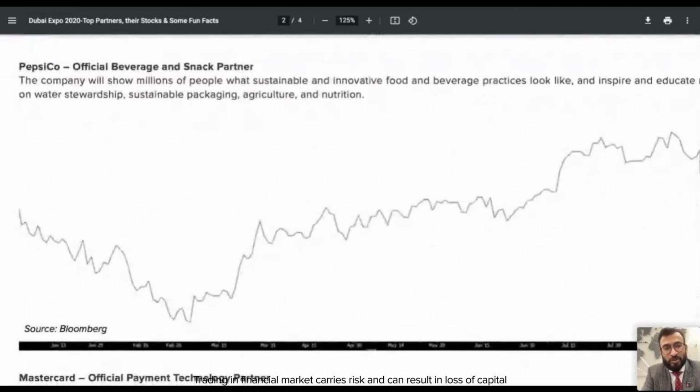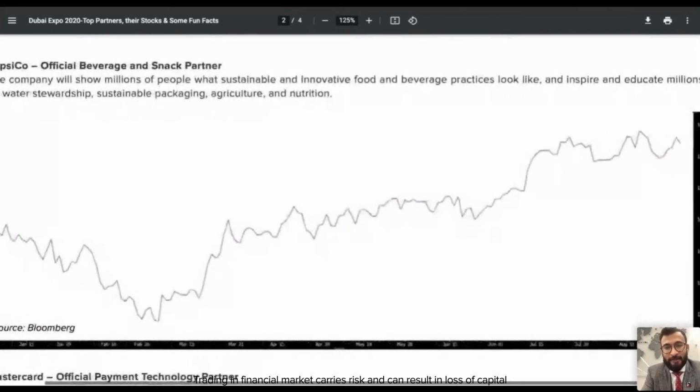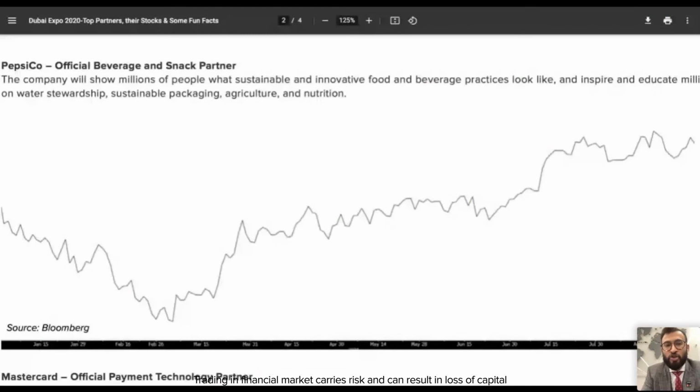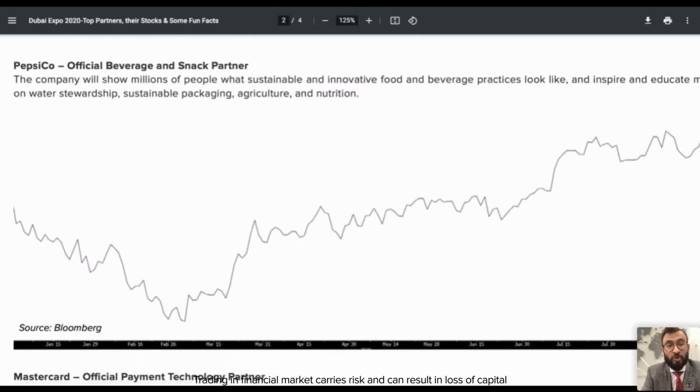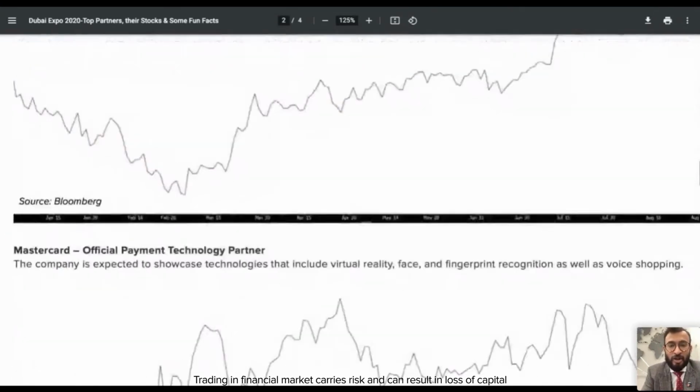Then there is Pepsi, which is the official beverage and snack partner, and this is their price chart as of now. The company will show millions of people what sustainable and innovative food and beverage practices look like, and inspire and educate millions on water stewardship, sustainable packaging, agriculture, and nutrition.